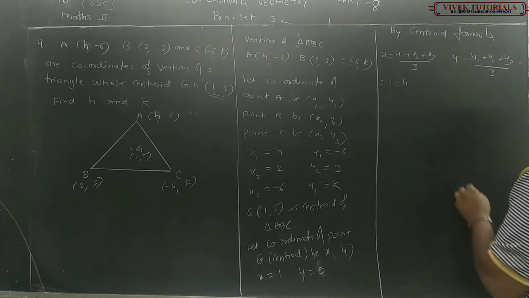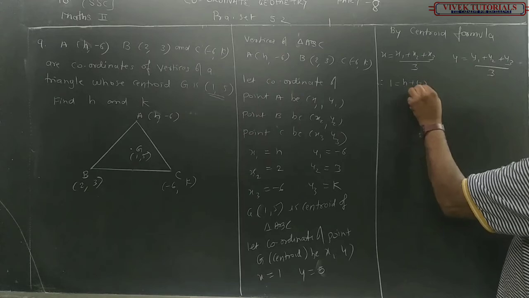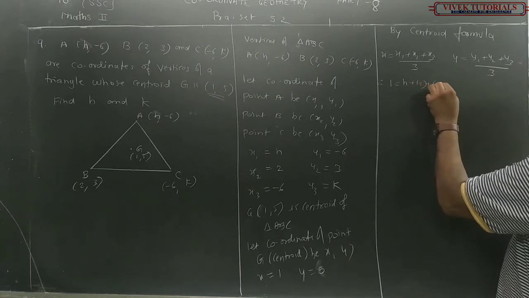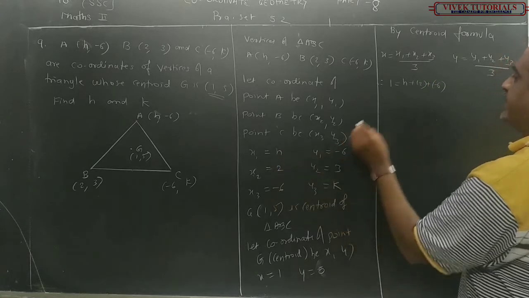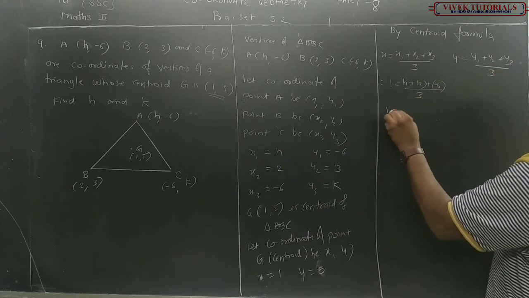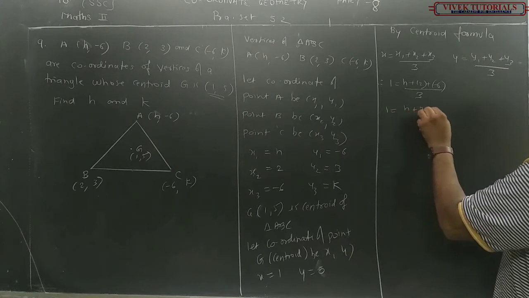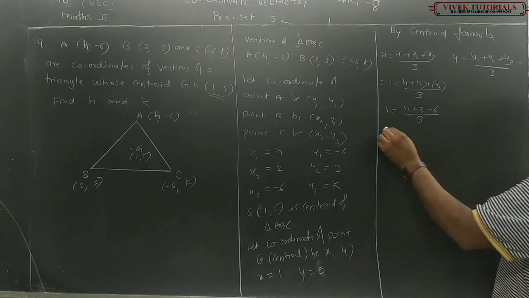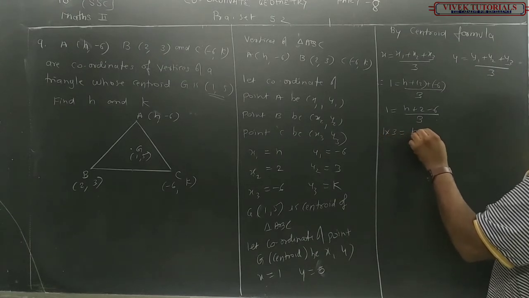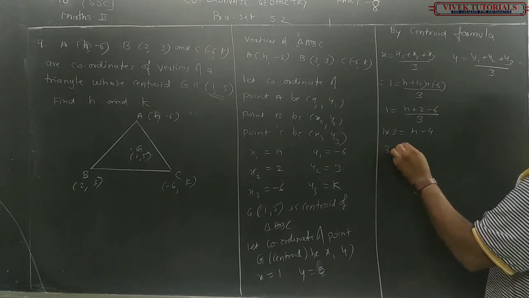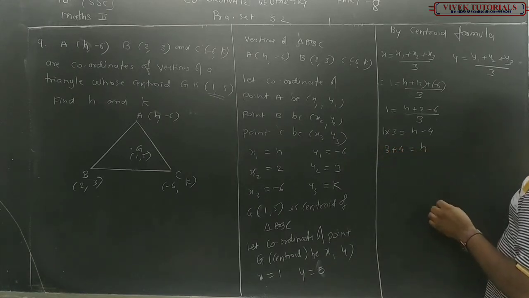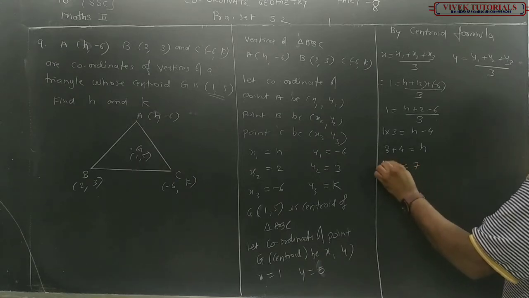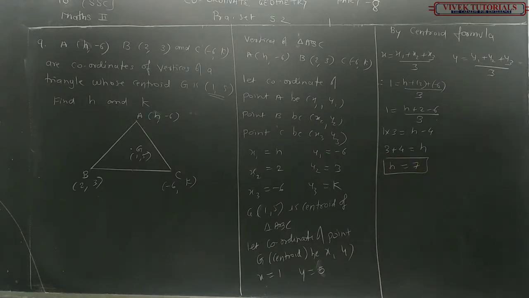X is h plus 2 plus -6, see, h, 2 and -6, upon 3. So 1 is equal to (h + 2 - 6) upon 3. So 1 into 3 is equal to h minus 4. So 3 plus 4 is equal to h. So h is equal to 7. H is equal to 7.